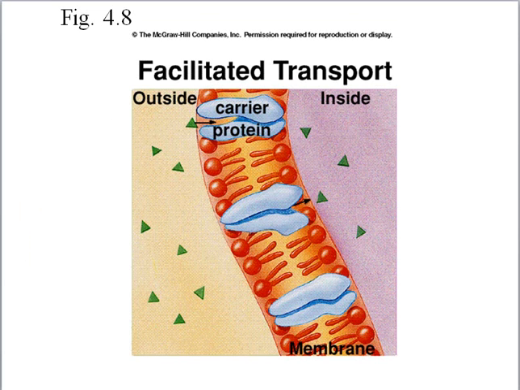In facilitated transport, the change in shape occurs without the addition of energy. Movement can be either into or out of the cell, and thus the net direction of movement will always be down a concentration gradient.